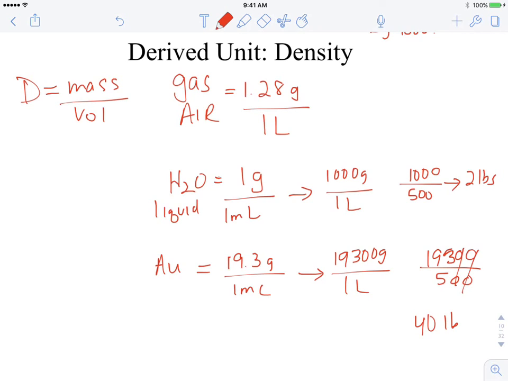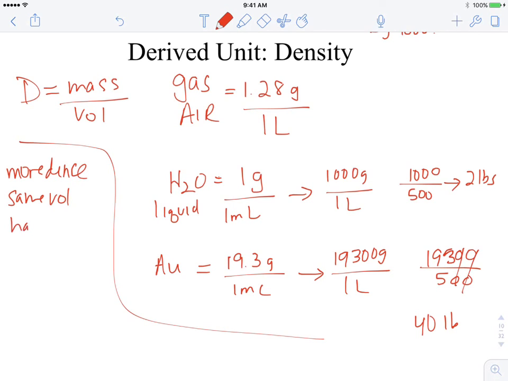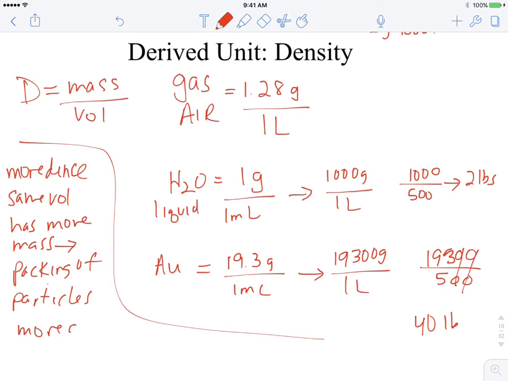When we think about density, it's the mass per volume. The more dense something is, that means that the same volume has more mass. And that more mass is generally due to packing of particles. How closely are they packed together? Are they packed far apart, or are they packed close together? Well, the more dense you are, the closer the packing. So more dense equals more closely packed.